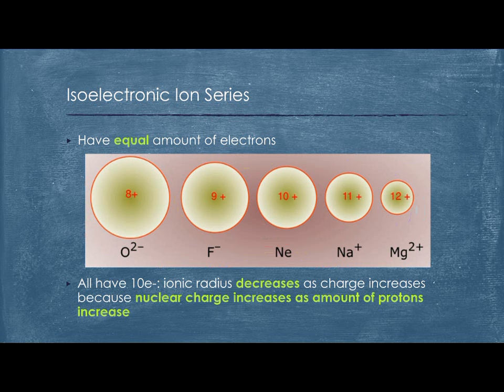So if you ever get a test question that asks which ion would be better, you would say the one with the less charge. If they have the same amount of electrons, the one with less charge, because there is less nuclear charge.